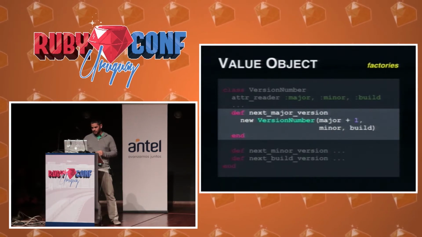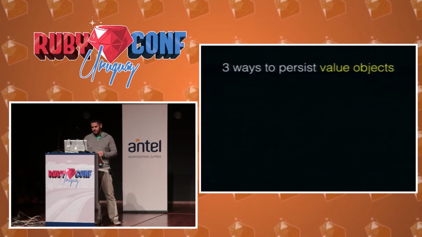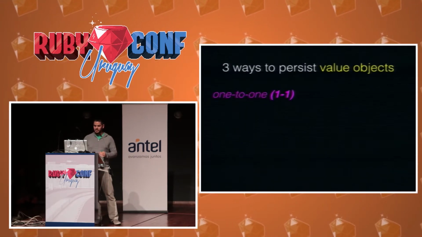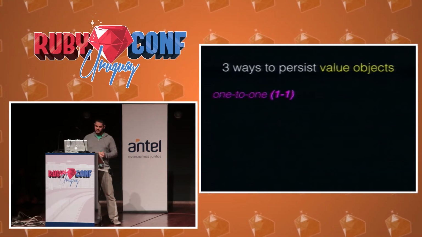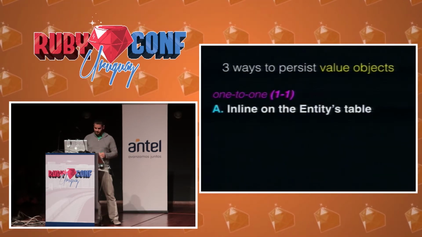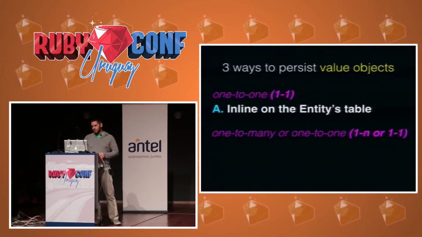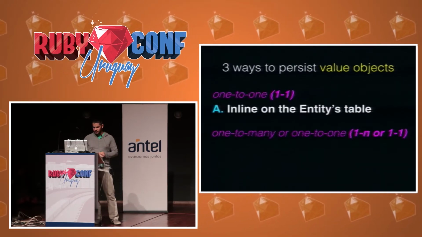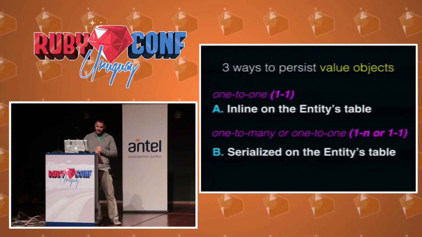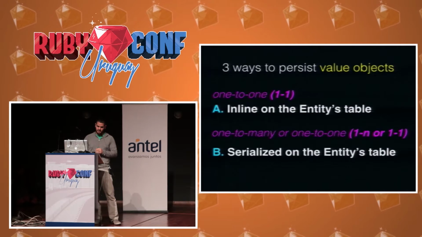All right, so we know what value objects look like. Now let's talk about how they persist. There's 3 ways. For one-to-one relationships, the simplest thing is inline in the entity's table, and we'll show an example of that. For one-to-many or one-to-one relationships, you can, and I recommend it, serialize it on the entity's table.